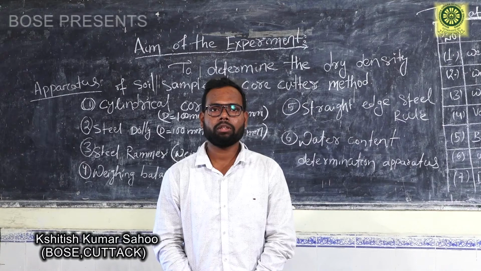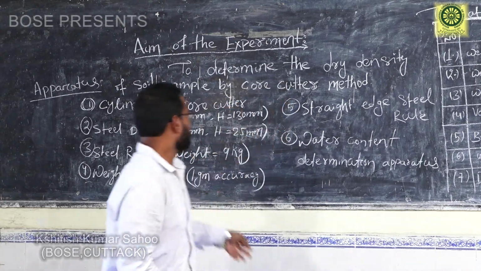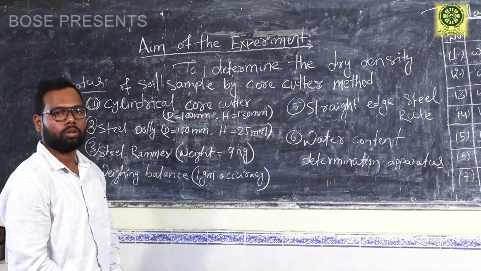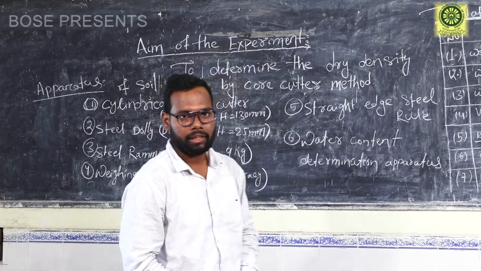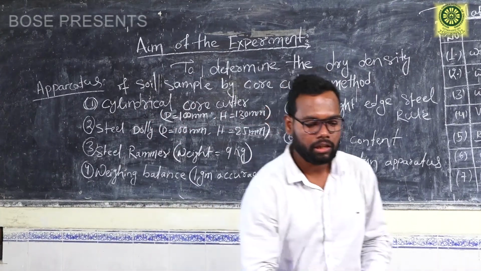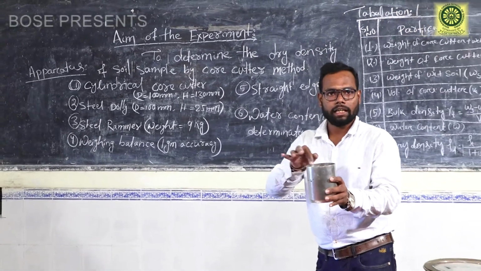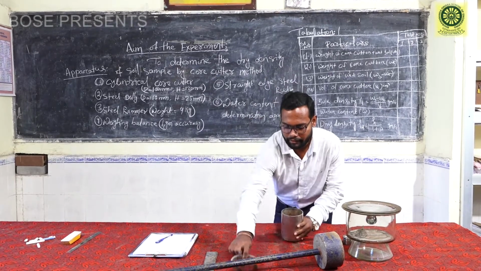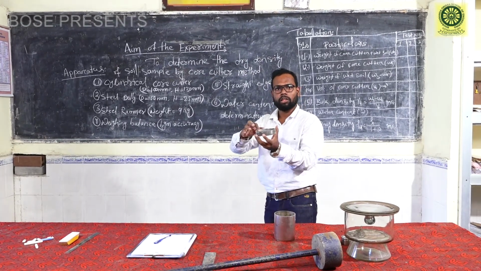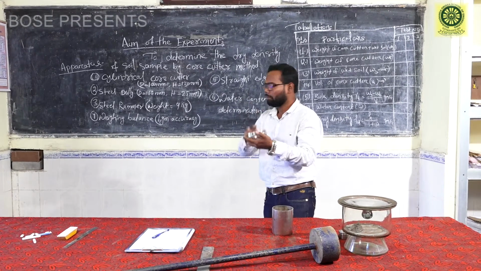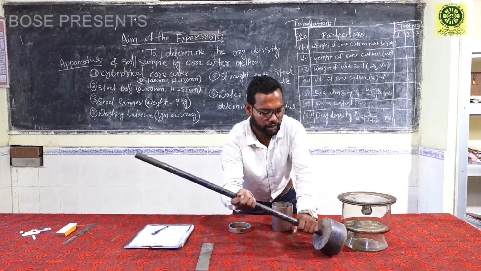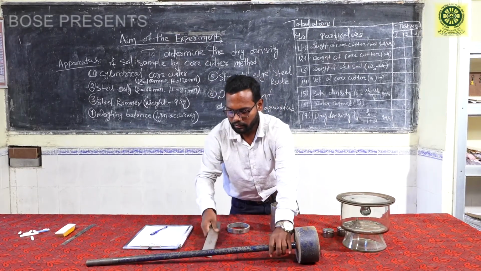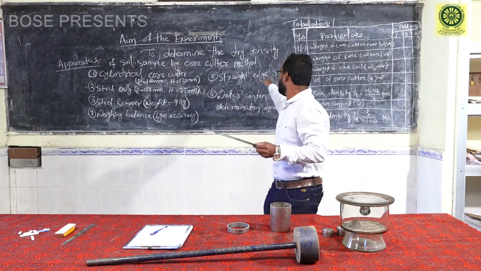In this video program, I will be demonstrating the experiment to determine the dry density of a soil sample by the core cutter method. In this experiment, the apparatus required are a steel core cutter whose internal diameter is 100 mm and height is 130 mm, a steel dolly whose diameter is also 100 mm and height is 25 mm, and a rammer, which weighs 9 kg.